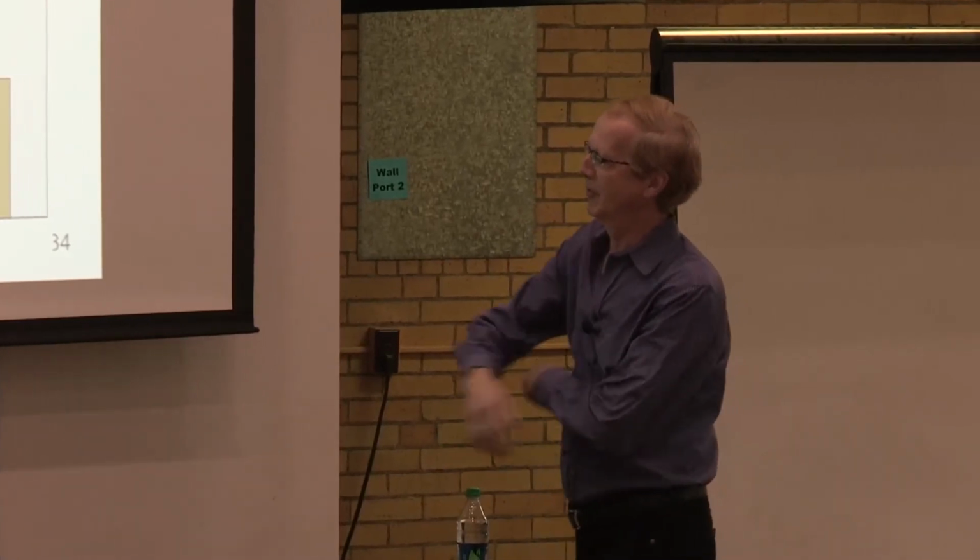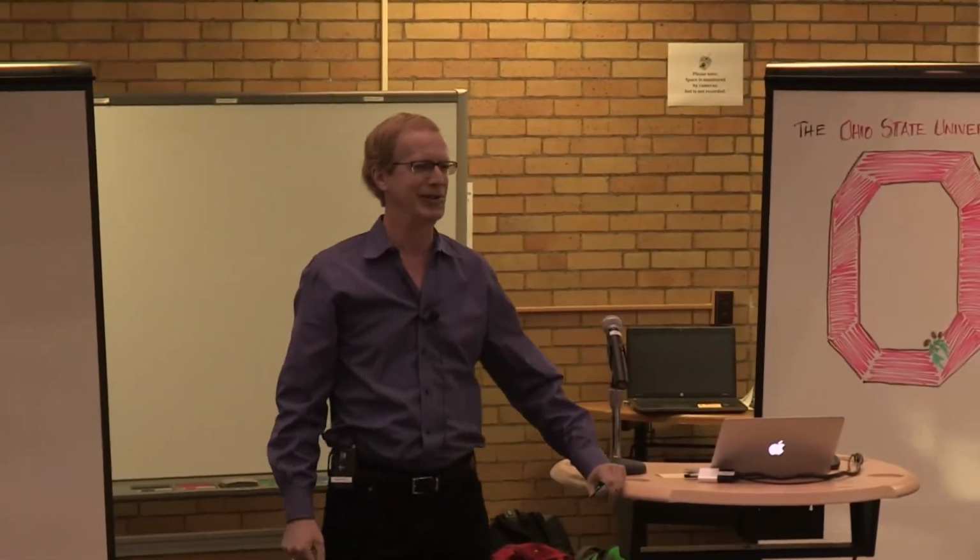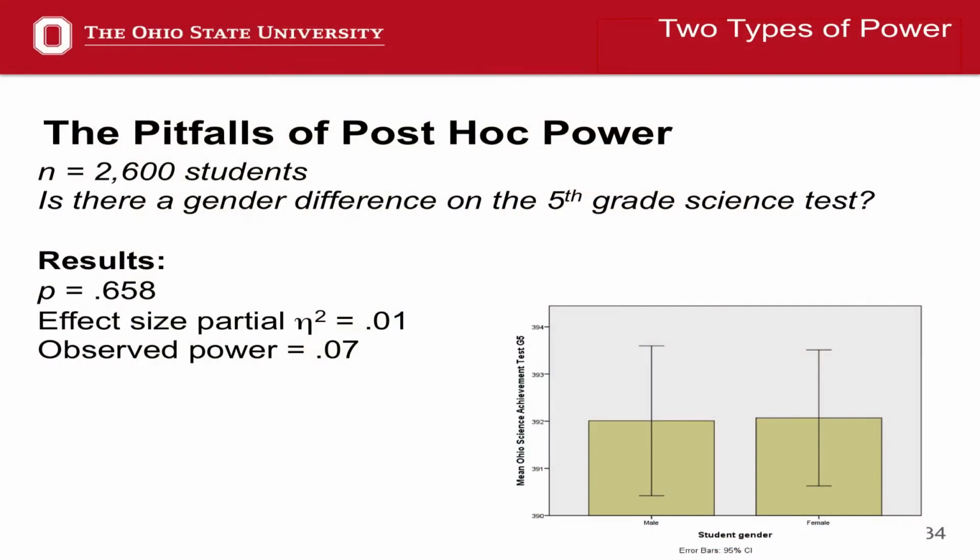So we've got males and females, and the p-value of whether there's a significant gender difference is awful, 0.658. The effect size as measured by partial eta square, 0.01. So in other words, gender explains 1% of the variability on the science test. And the observed power, the post hoc power, 0.07, meaning the likelihood that there's anything real there is small.